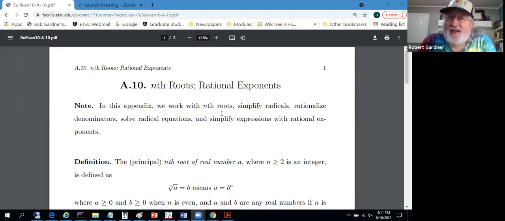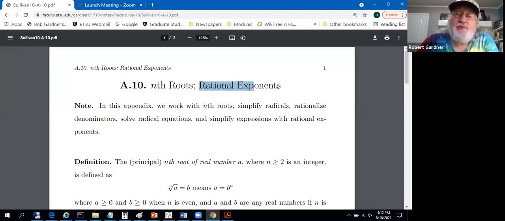We have rules of exponents. Those rules of exponents will largely apply as well in this setting of rational exponents. If you dissect very carefully what we've done in the past, we've only considered integer exponents. Now we're going to look at fractional exponents, if you like, ratios of integers. So we'll work with nth roots. We will simplify radicals, rationalize denominators, solve radical equations, and simplify expressions with rational exponents.